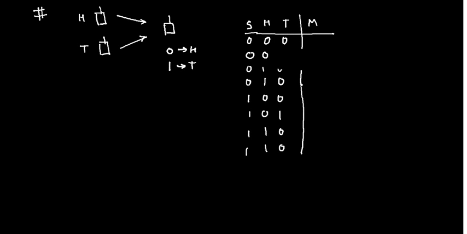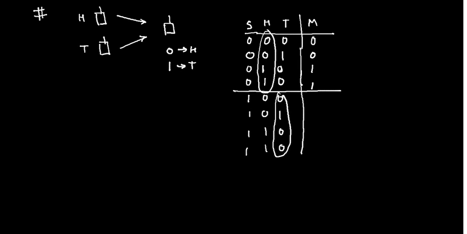So 0 0 1 and so on. What I am saying is, when the selection switch is 0, you receive the data from H, so H will simply be replicated there: 0 0 1 1. Is that okay? When it is 1, it will simply copy T. It will be 0 1 0 1.